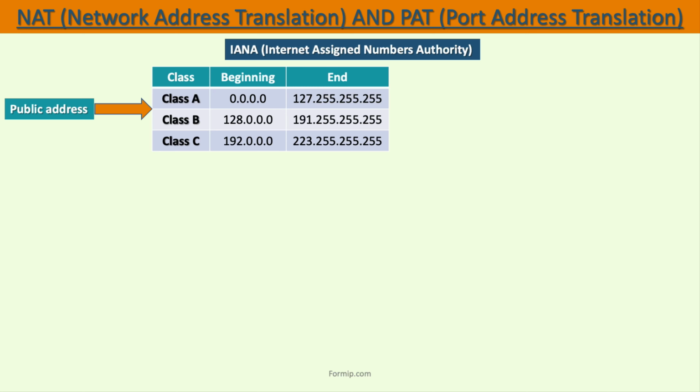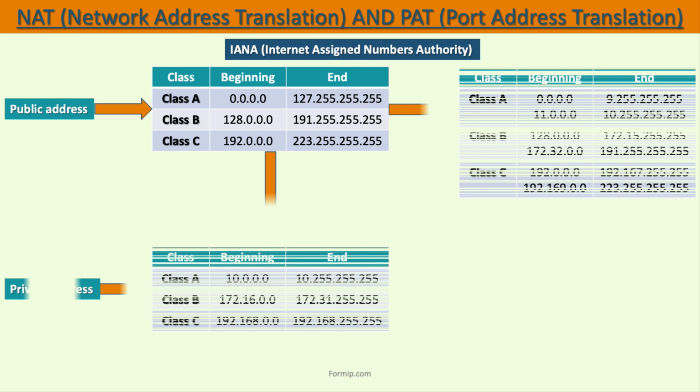Remember our public IP classes. They are managed by IANA. From 0 to 127 for Class A, from 128 to 191 for Class B, and from 192 to 223 for Class C. Class E is reserved, and Class D is for multicast.